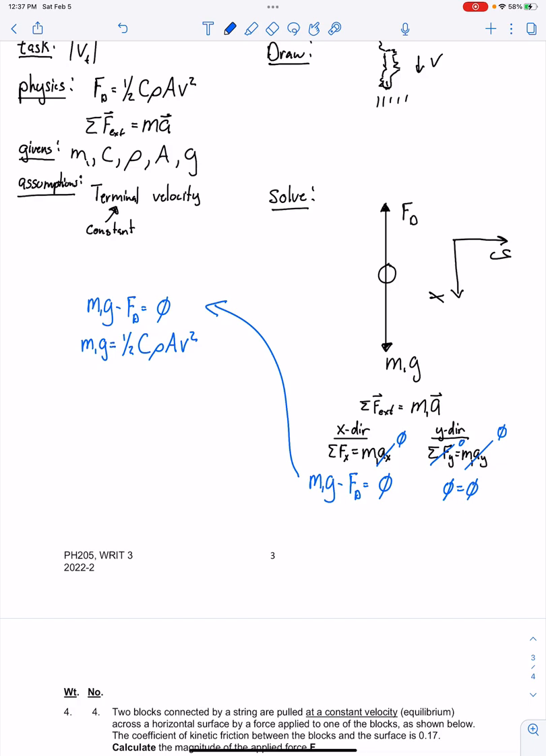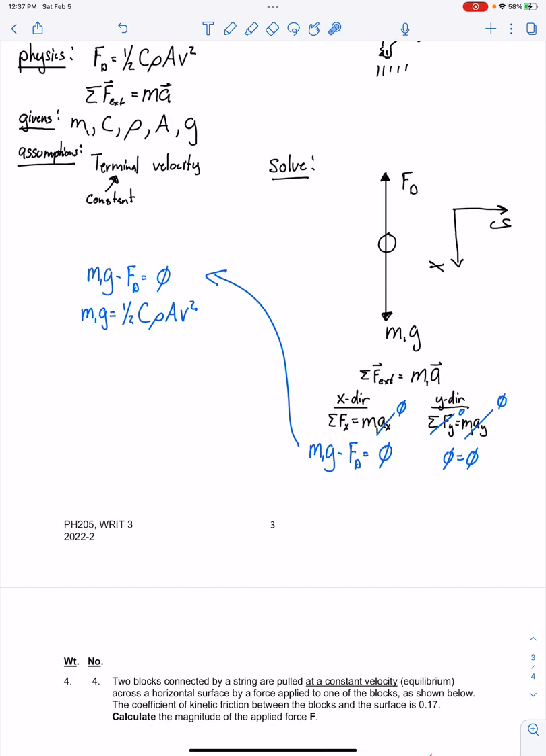Now, some people might think, oh, I can just skip to this, because at terminal velocity you're going to get to this equation where the weight force is equal to the drag force. However, if you get the answer wrong, this is all kinds of opportunity for partial credit that you are denying the instructors the opportunity to give you.